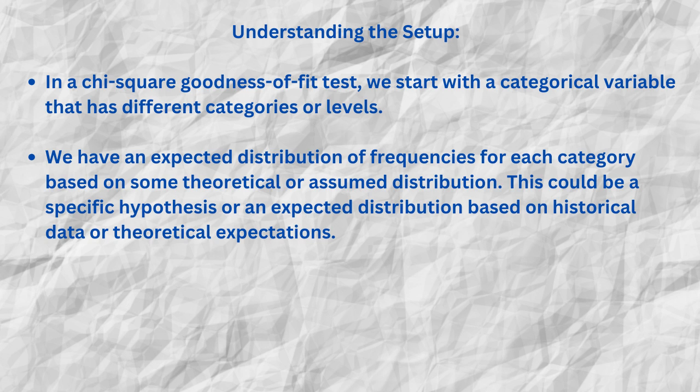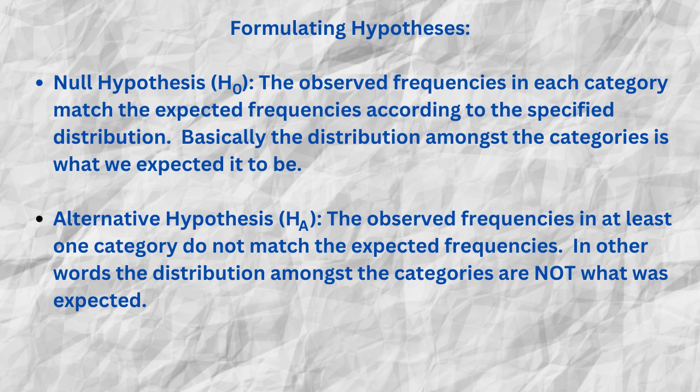Now, when we're formulating hypotheses for step 1, the null hypothesis is that the observed frequencies in each category match the expected frequencies according to the specified distribution. Basically, the distribution amongst the categories is what we expected it to be from what the problem said. The alternative hypothesis is that the observed frequencies in at least one category do not match the expected frequencies. In other words, the distribution amongst the categories is not what was expected.